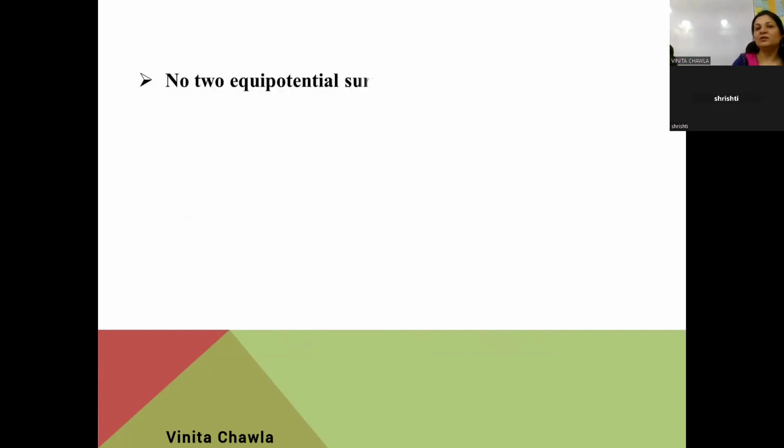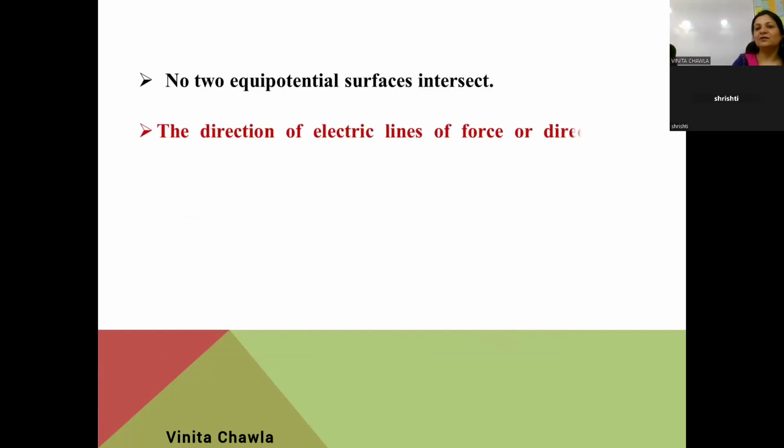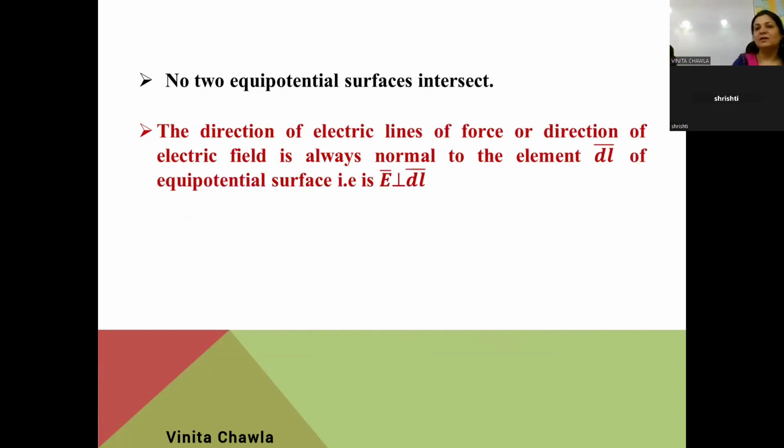Next, no two equipotential surfaces intersect. The direction of electric lines of force, or the direction of the electric field, is always normal to dl of the equipotential surface, that is, E is perpendicular to dl. We will discuss all these points in detail, don't worry. So when we draw lines of force, the lines of force and equipotential surfaces are always perpendicular.